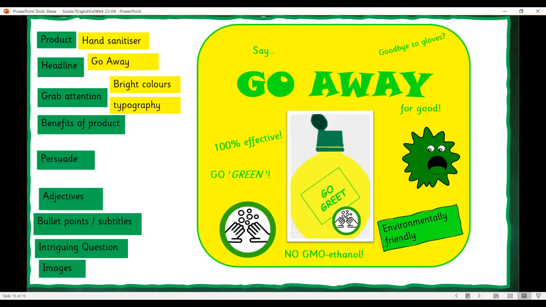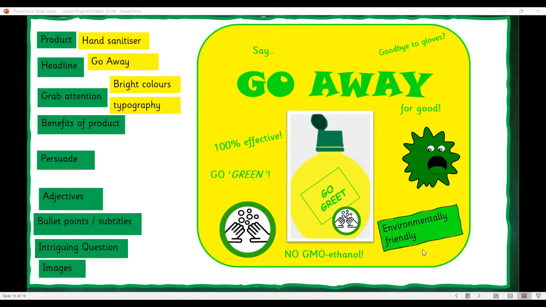With this product, you don't ever need to wear gloves. It's 100% effective. You can actually greet people with your hands because it's called Go Greet, and not with your elbows. Okay, it's environmentally friendly, so you're not going to harm the environment. It has no GMO ethanol, which is probably a chemical that can be dangerous or damaging to your hands, which are not in this product. It also says go green, which is another directive to environmentally friendly. And it also refers to the colors used. Okay, and that germ, he looks really terrified. I would love your thoughts about this ad.